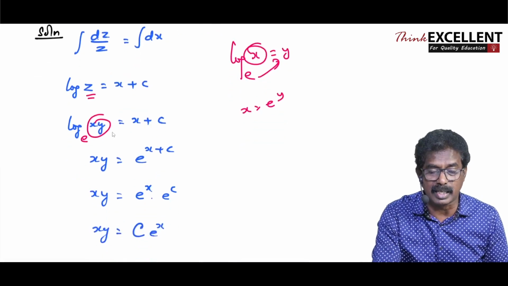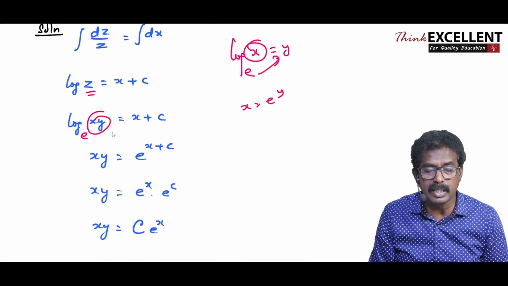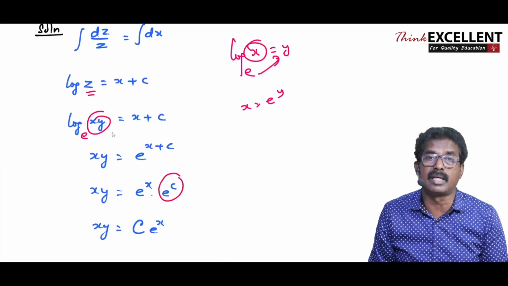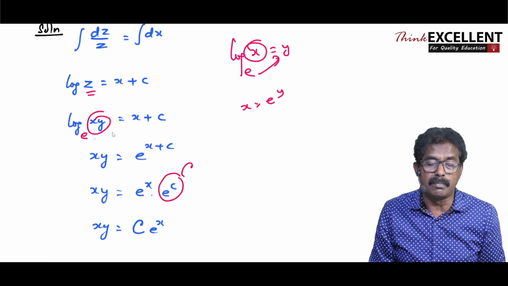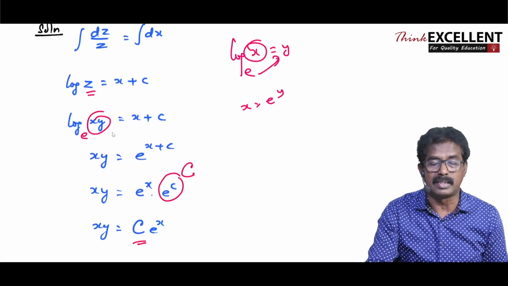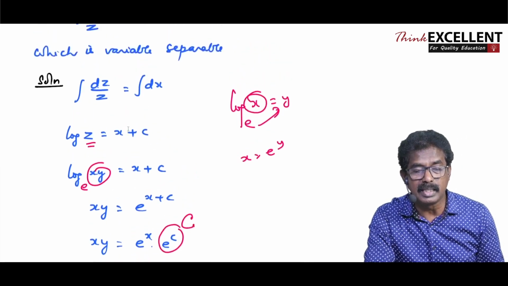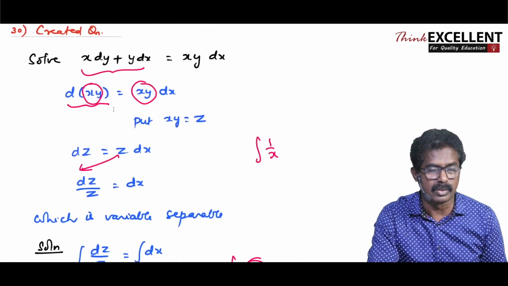Split it into two: the left side you write as it is, and the right side is e raised to x into e raised to c. e raised to c is a constant, take it as some capital C. So your answer is xy equal to C e raised to x. Hope you understood this. So that's all.